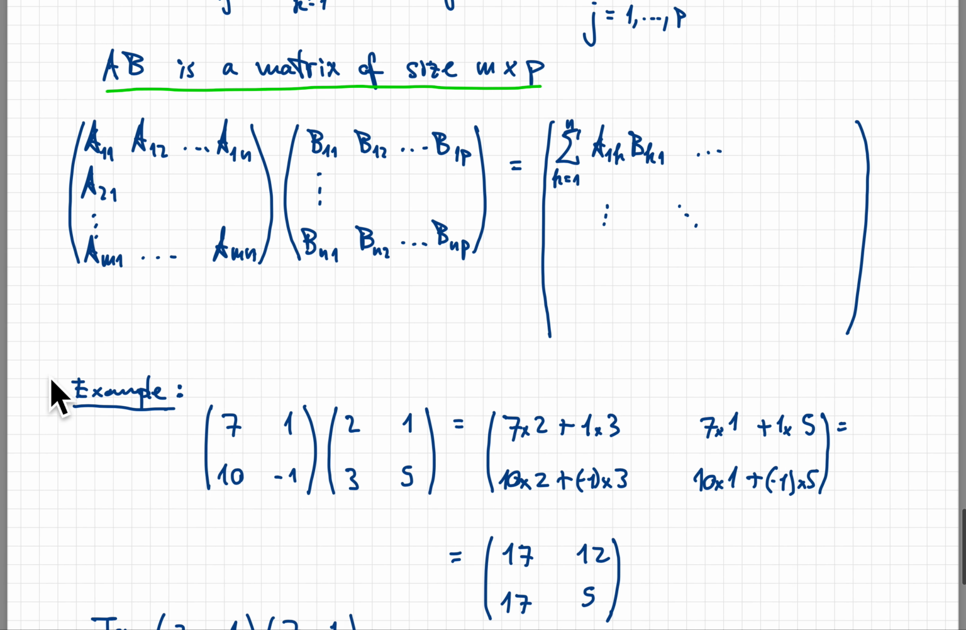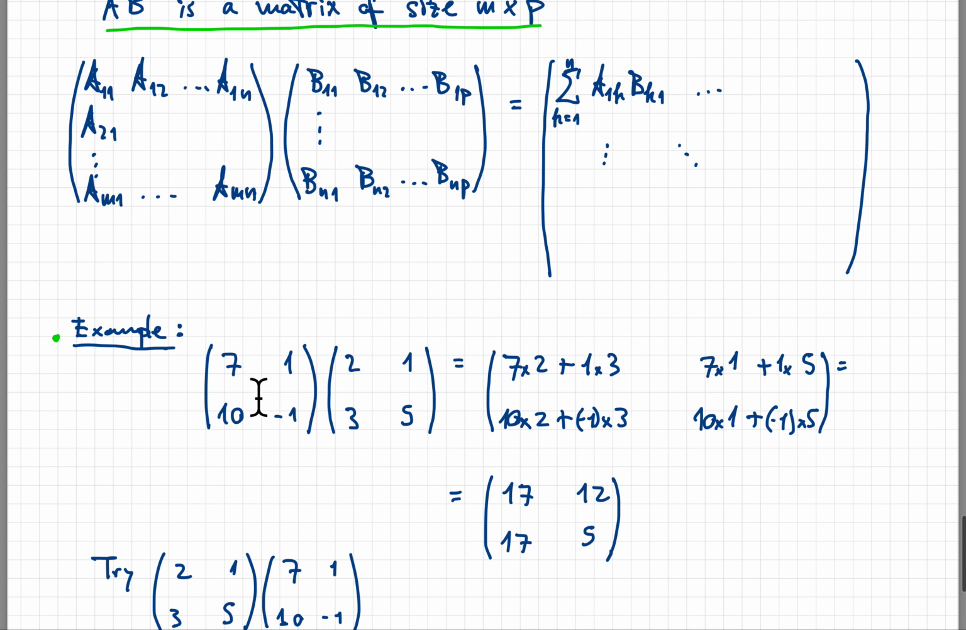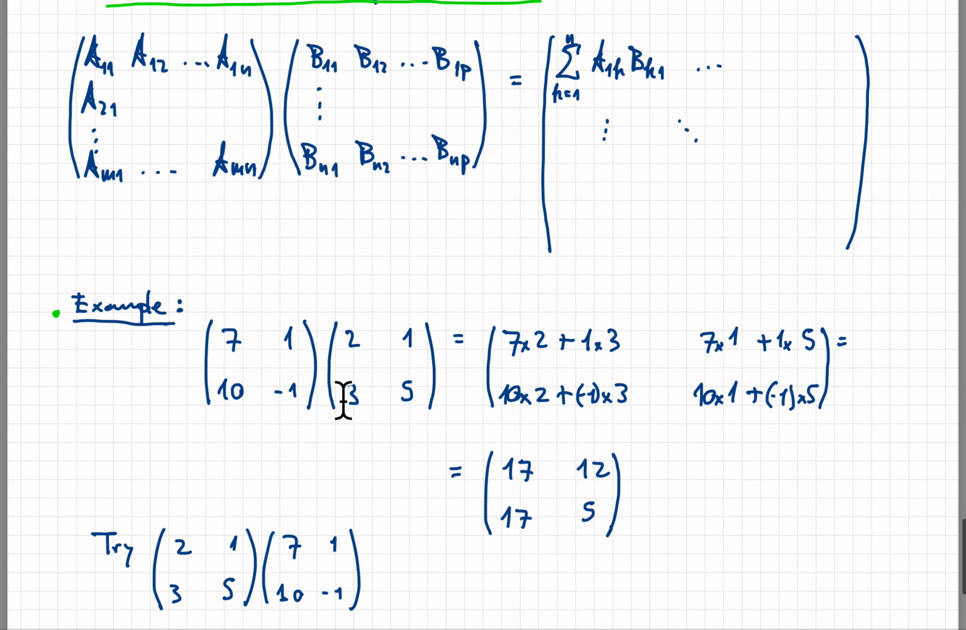Again, the 2 by 2 example, when we have one of our old matrices, 7, 1, 10, minus 1, that we saw in a previous example, multiplied by 2, 1, 3, 5. So what does that look like? Well, we have 7 times 2 plus 1 times 3, and we put it over here. And then the next one over here is 7 times 1 plus 1 times 5, we put it up here. And 10 times 2 plus minus 1 times 3, that goes here.